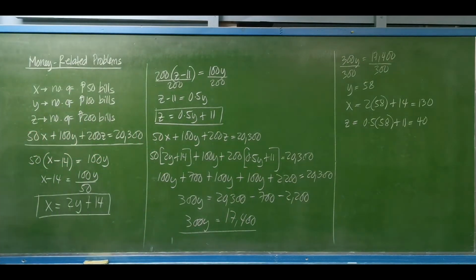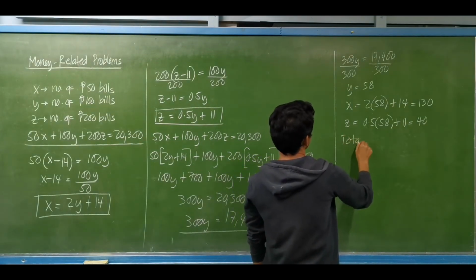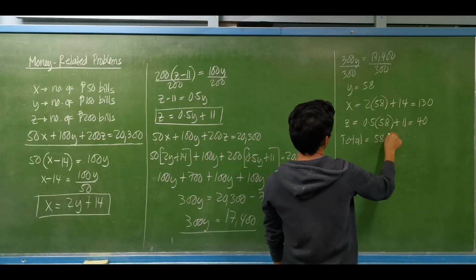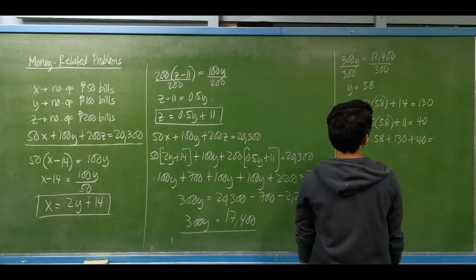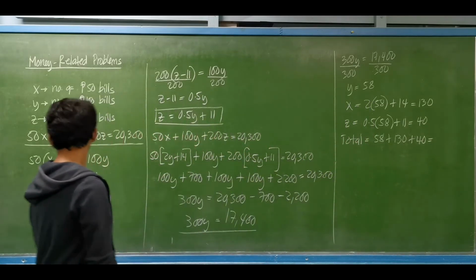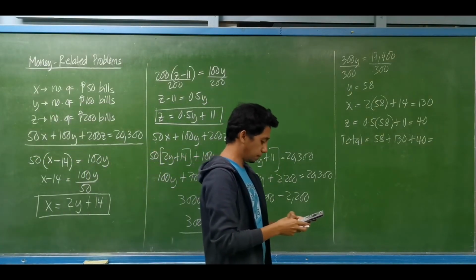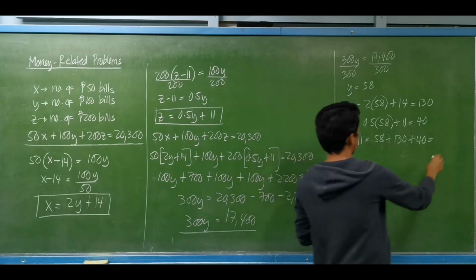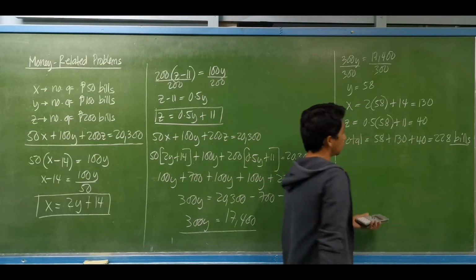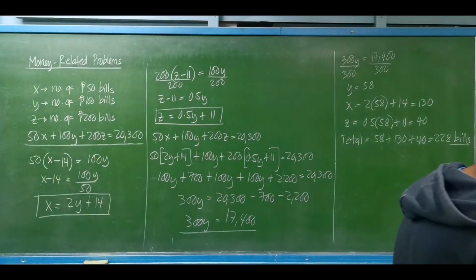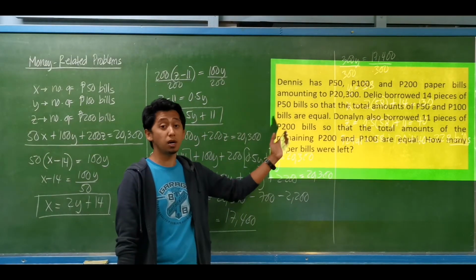We have 40 bills. So the total number of bills is 58 plus 130 plus 40. So we have the total number of bills as 228 paper bills. But what is the question for this problem? How many paper bills were left?